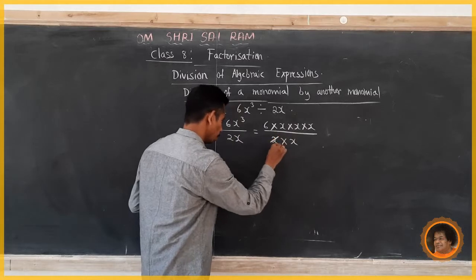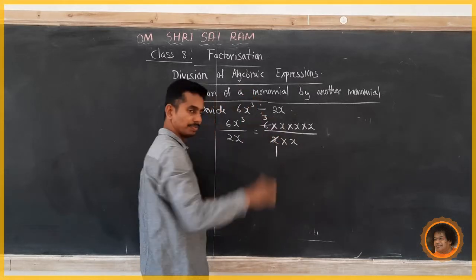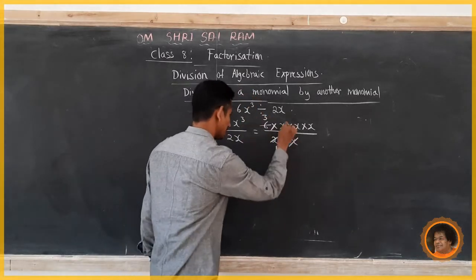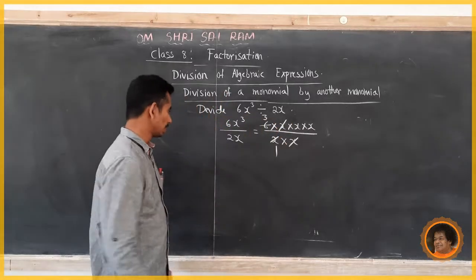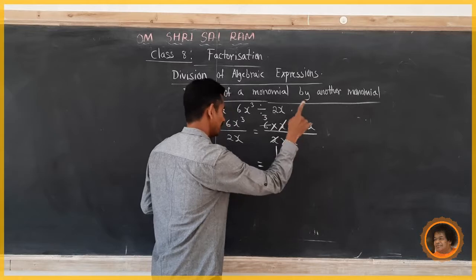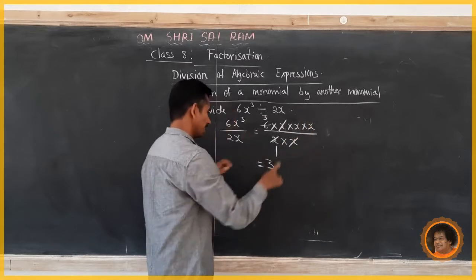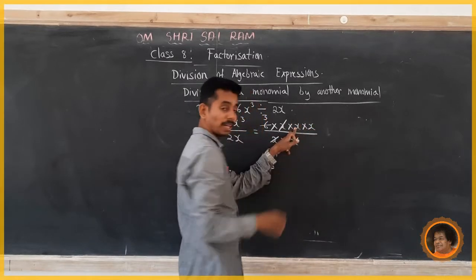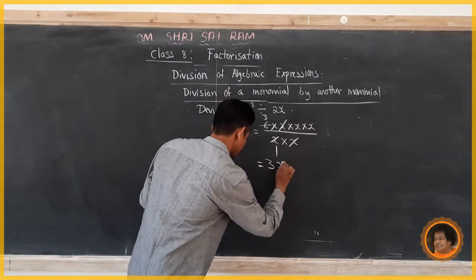Now, 2 ones are 2, 2 threes are 6. Then x ones are x, x ones are x. Then what is the answer? Here it is 3x into x. So, 3x into x. X is multiplied twice. So, it is x squared.